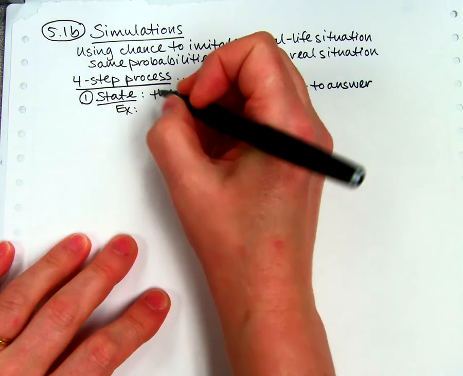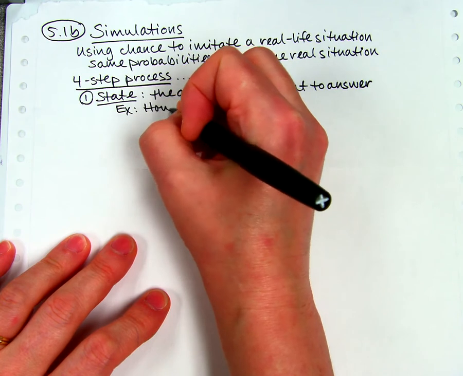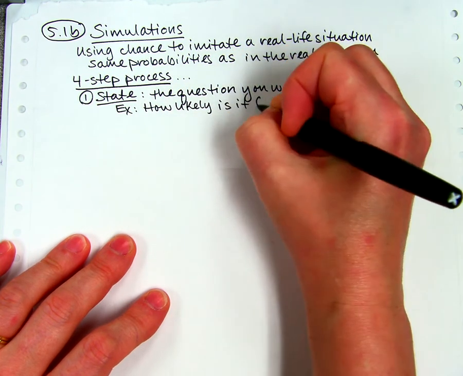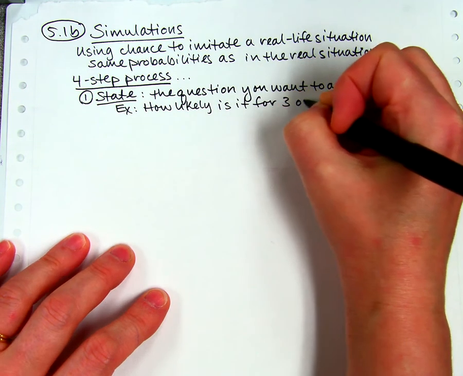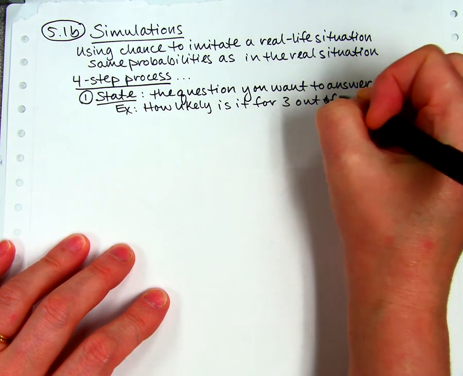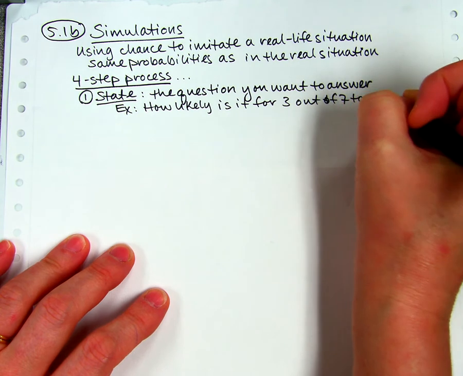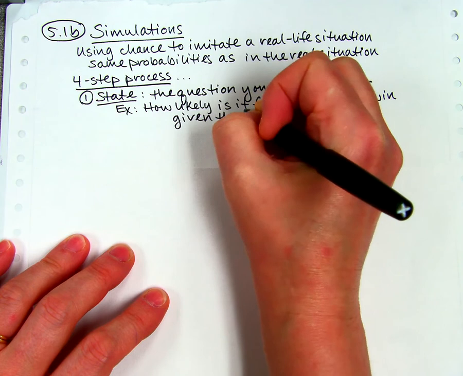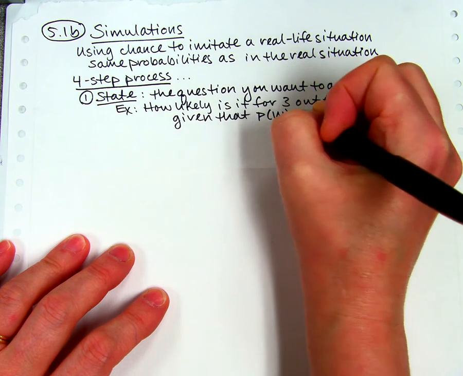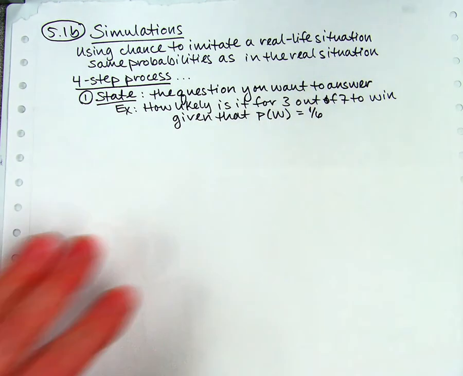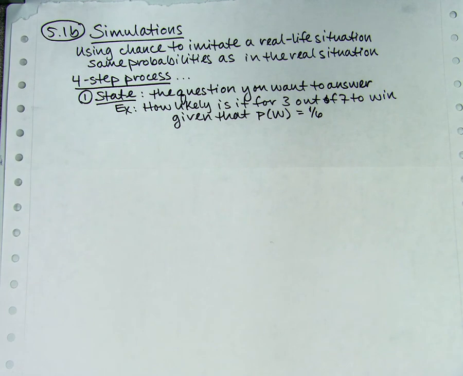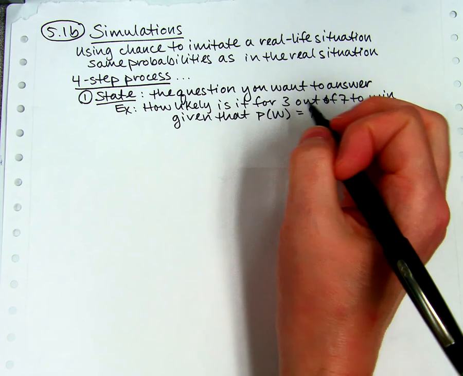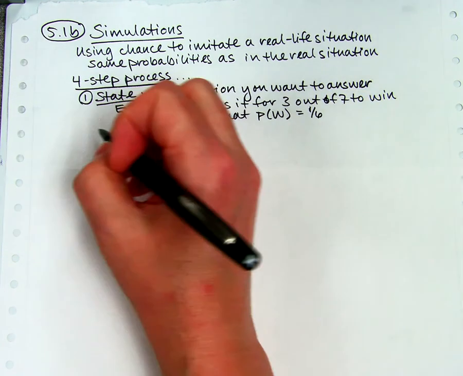For example, in the warm-up, we asked, how likely is it for 3 friends out of 7 to win the prize, given that the probability of an individual win is 1/6. And it seemed pretty unlikely, and we experimented with that in the warm-up, and we'll use that as our example. So that's the stating of the question.